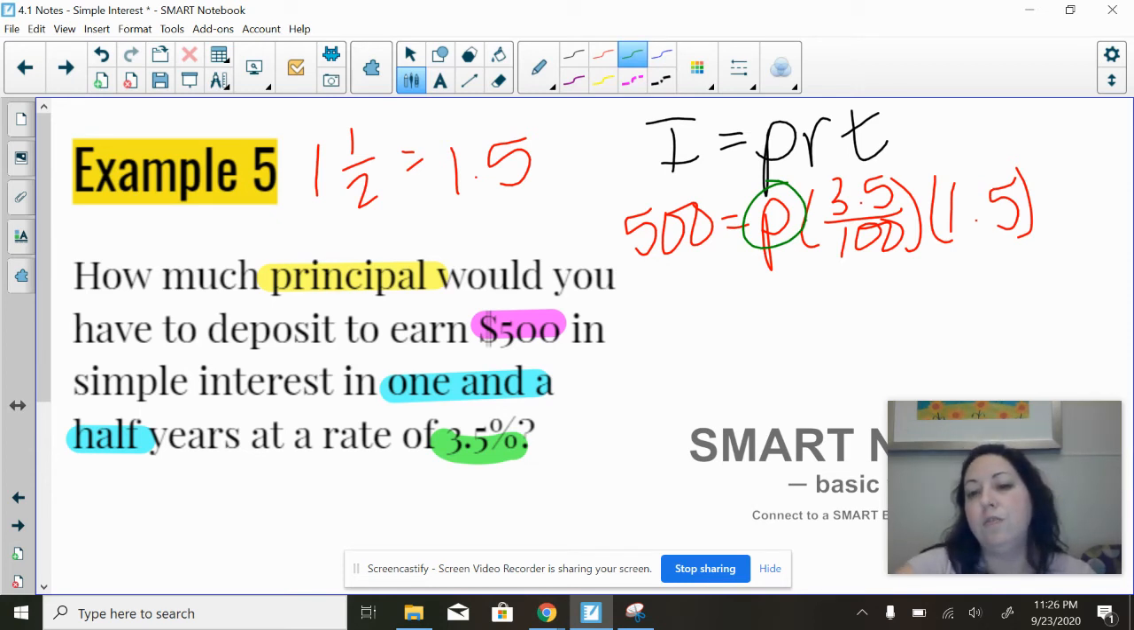And in order to do that, we are going to get rid of the multiplication that's happening with the rate and the time. So I'm going to go back and I'm actually going to divide by my percent, the 3.5% interest that they gave me, and the 1.5 years.